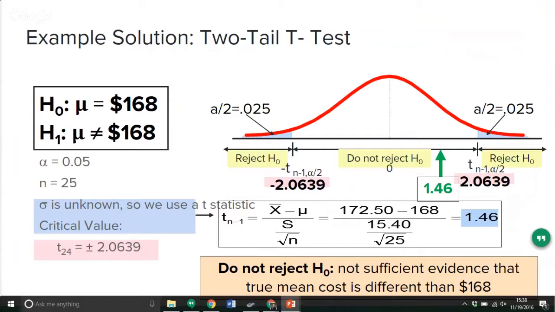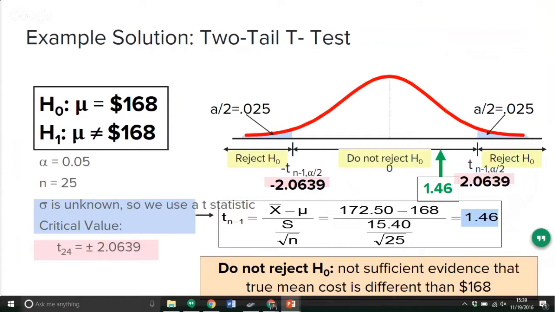Again, you have to do a little bit of logical thinking here. If we are rejecting the alternate, we are saying there is no significant difference. So that's essentially what we would be doing in this instance. We would say there's not sufficient evidence that the true mean cost of New York Airbnbs is different from 168. So even though our sample mean was higher than our hypothesized mean, we find statistically that there's no significant difference. Okay, that essentially is what happens in this instance.